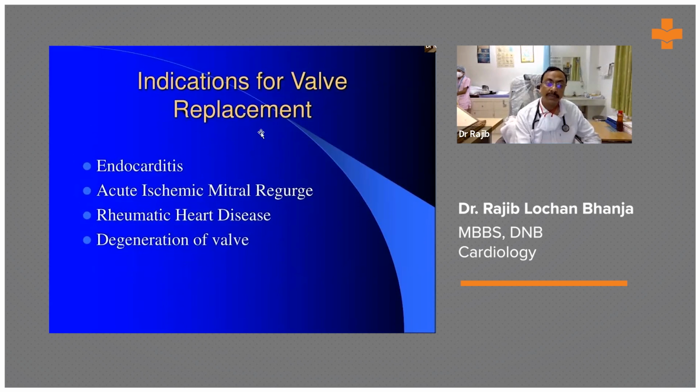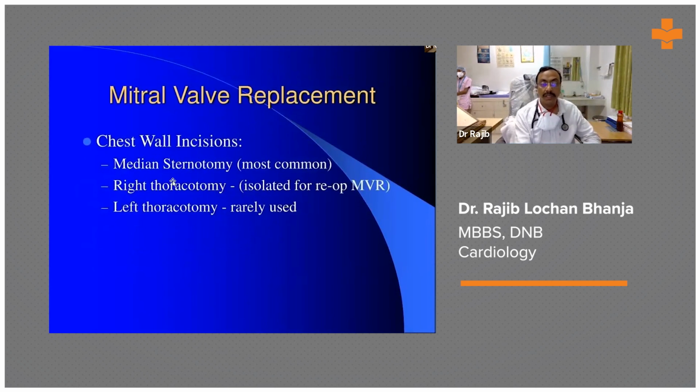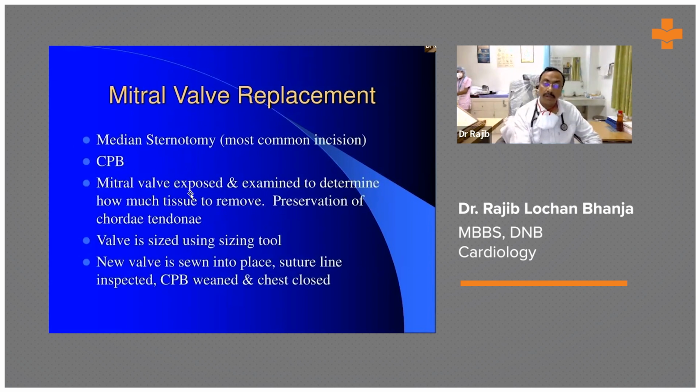Inflammatory endocarditis, the treatment again is surgery. This applies when there is acute ischemic mitral regurgitation, rheumatic heart disease, and degenerative heart disease. So again, the method is sternotomy or right thoracotomy. Now it is not essential, because all mitral valve surgery can be done by sternotomy. Minimally invasive surgery, lateral thoracotomy, is used very often, and the patient still has to be kept on cardiopulmonary bypass.